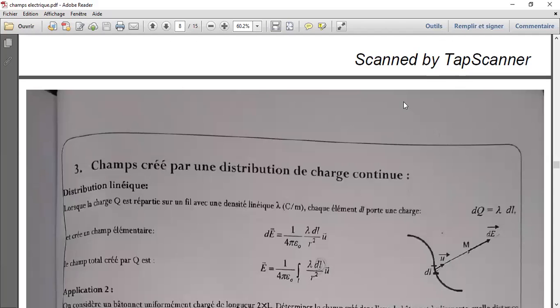Yeah, so if there's no one, we're going to go to champ créé par une distribution de charge continue. So it's just the same thing, the formulas for distribution. I don't know if you still remember them.